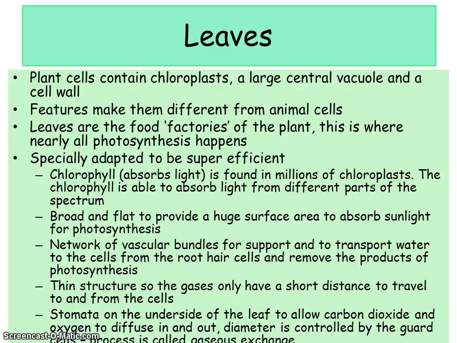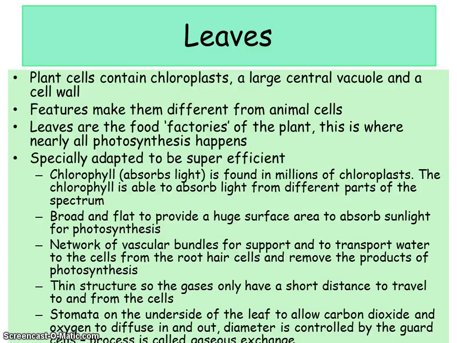Leaves are the food factories of the plant. This is where nearly all the photosynthesis happens. So they are specially adapted to be super efficient, and there are lots of adaptations that you need to know about. Many of the leaves are broad and flat, giving a large surface area to absorb as much light as possible. The leaves are thin, providing a short diffusion pathway for carbon dioxide to diffuse to the mesophyll and the palisade cells. The leaf cells contain chlorophyll and other pigments that absorb energy from different parts of the spectrum.